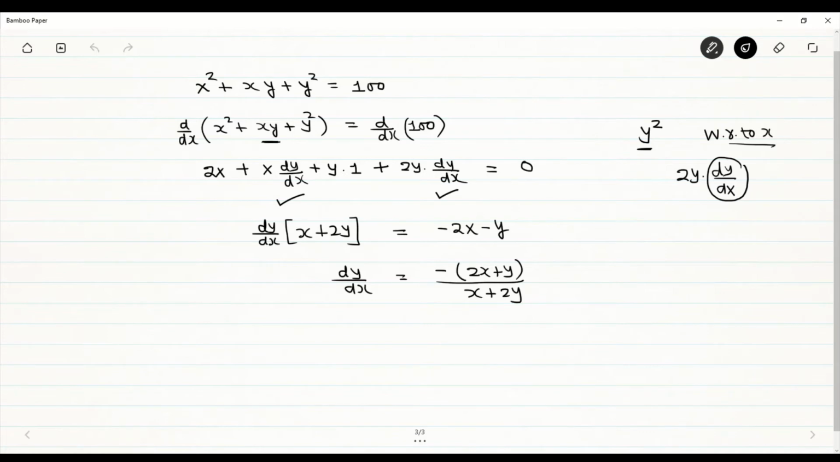Now, let's take one more example. Suppose we have a function like this, sine square y, a very simple but interesting example. Sine square y plus cos xy.